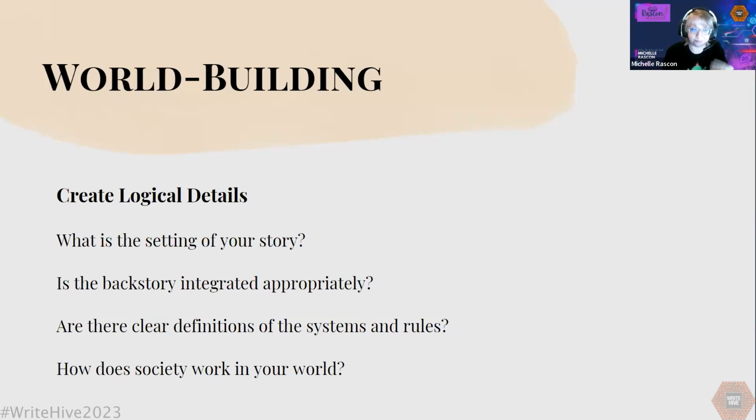Same for the backstory. Is it integrated appropriately? Are there clear definitions of the systems and rules? Going back to my example for the romance, for the specific character, this could be family systems and family rules, or rules that they've created for themselves, like they must always go to bed at 10 p.m., things like that. For sci-fi, it would probably be on a much larger scale than that, but that's an example of how it's on a smaller scale. And then also, how does society work in your world? Is it the same as our society? Is it a different society? All of that should be clear to the reader.